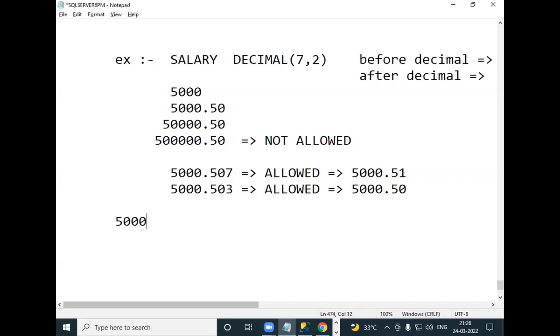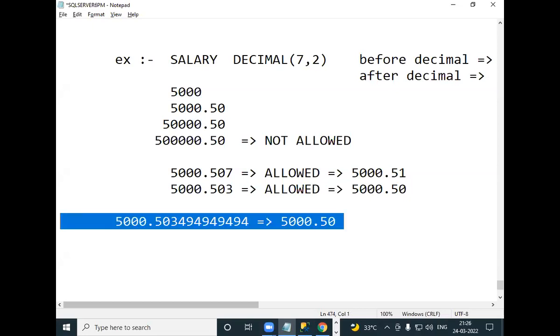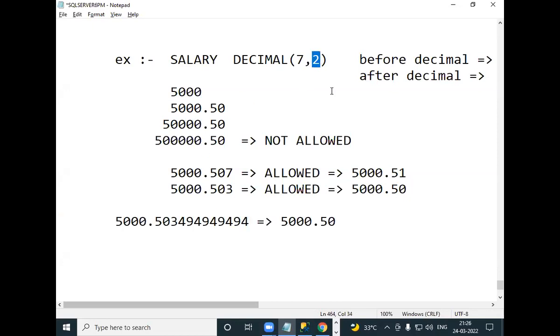So I entered something like this, 5,000.50 with 3 digits after decimal. Then tell me, allowed or not allowed? Allowed. What does it show? 5,000.50. That's all. After decimal, any number of digits you enter, but finally it is rounded to 2.